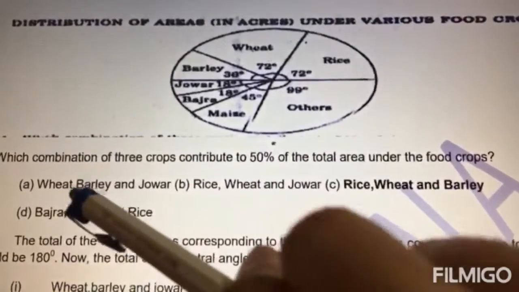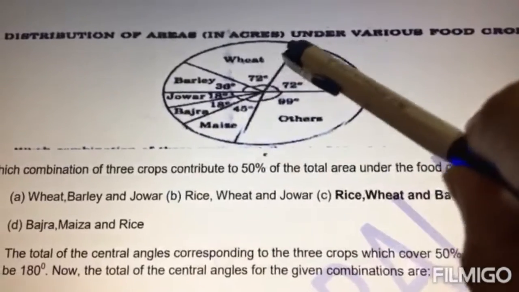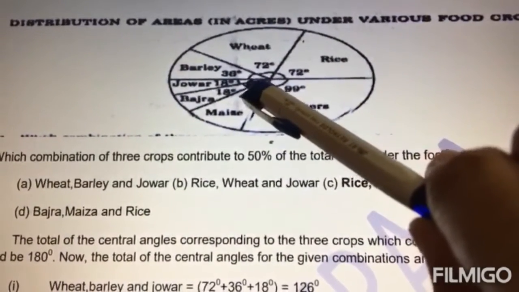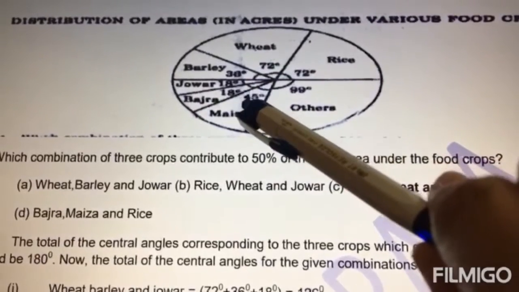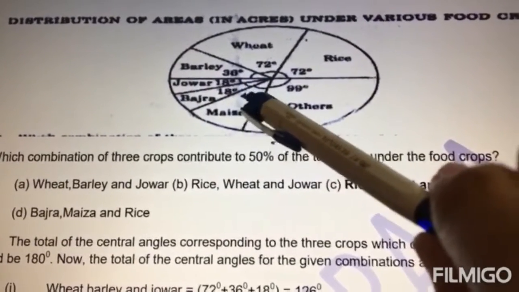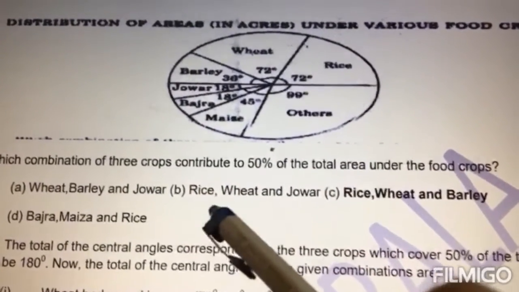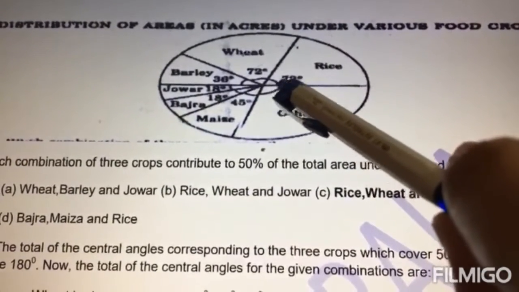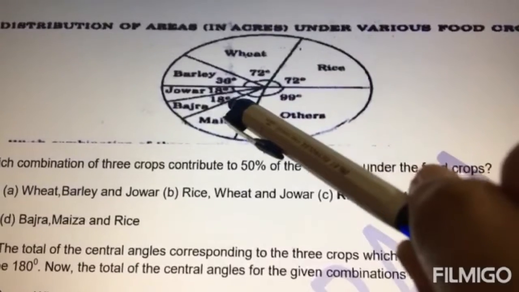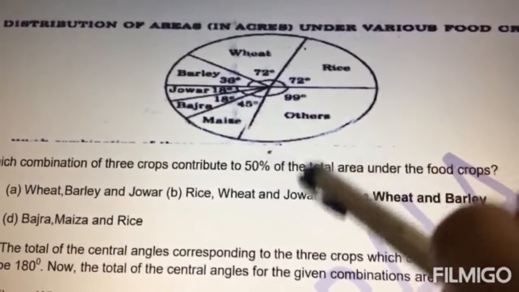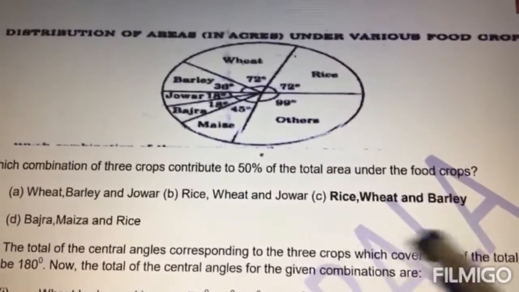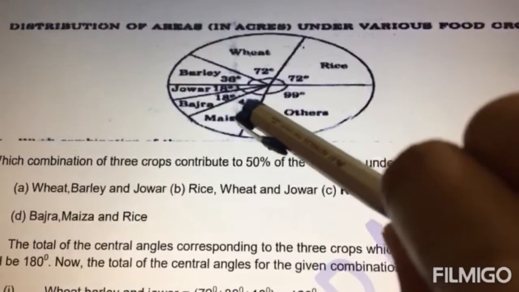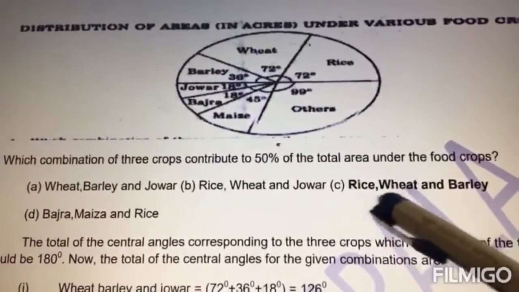So which is that? Is it wheat, barley, jowar? Let's try. Wheat is 72, barley is 36. 72 plus 36 is 108. Jowar is 18. So 108 plus 18 is less than 180. So this is not the answer. Rice, wheat, jowar. Rice is 72, wheat is 72, so this is 144 plus jowar 18. It's 162. So it's not this. Rice, wheat and barley. Rice and wheat is 144 plus barley 36, exactly 180 degrees. So it could be C.